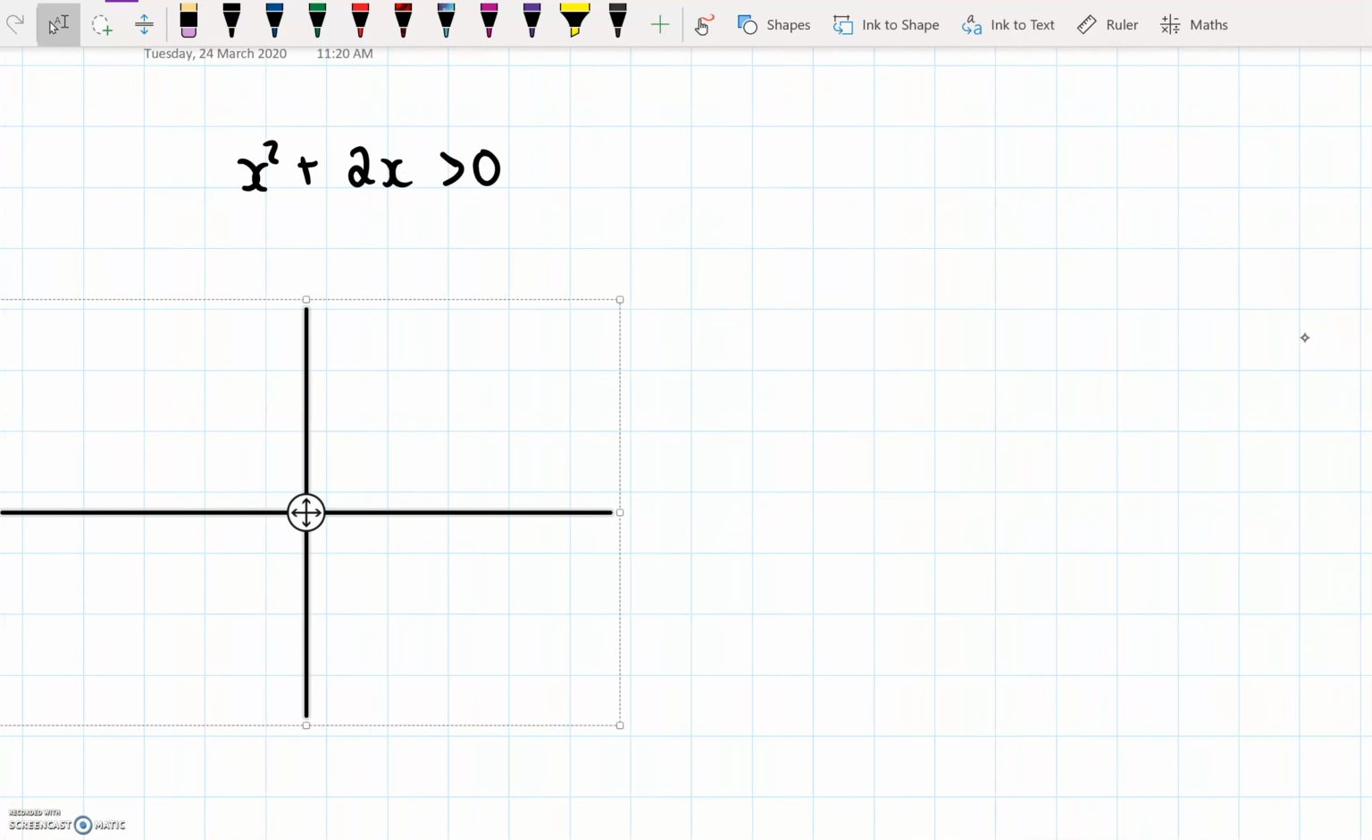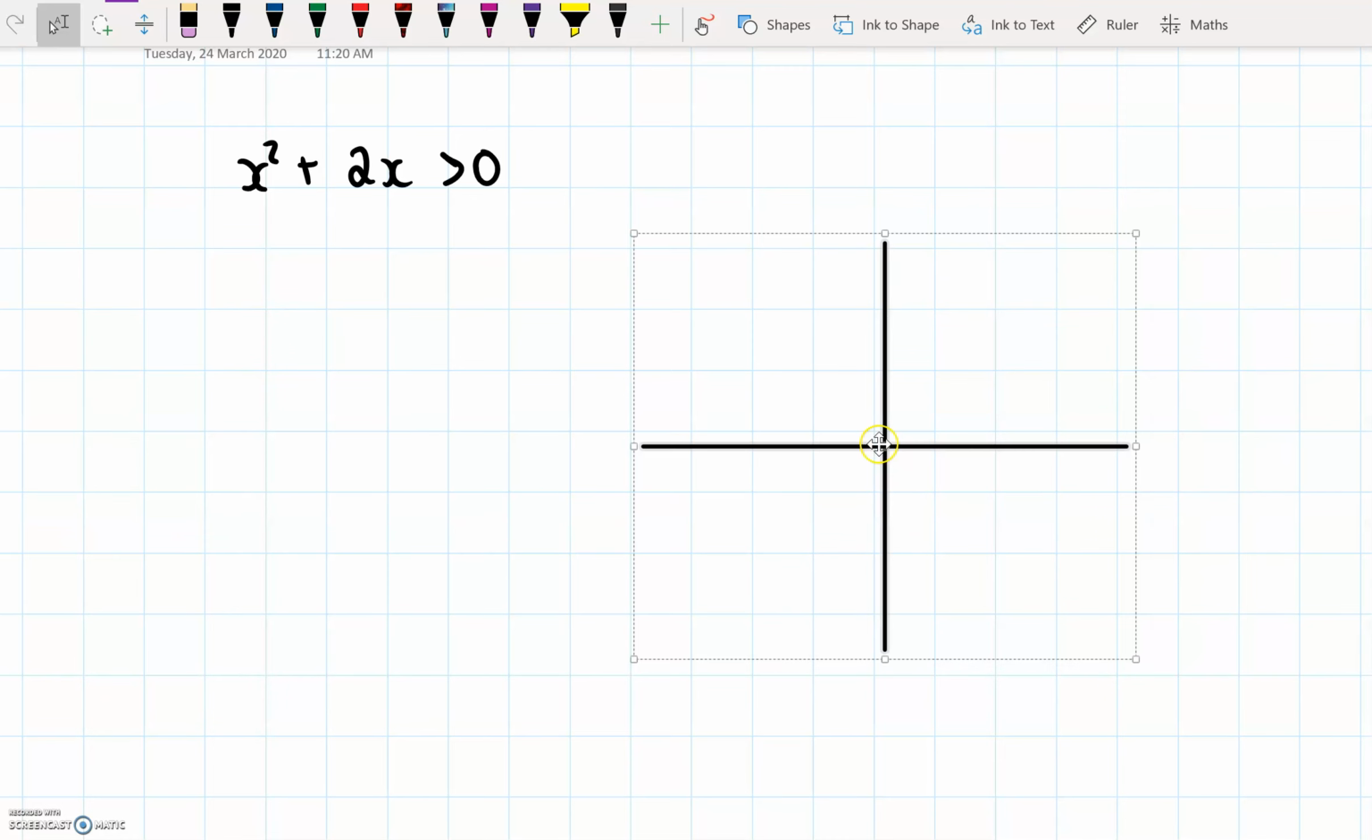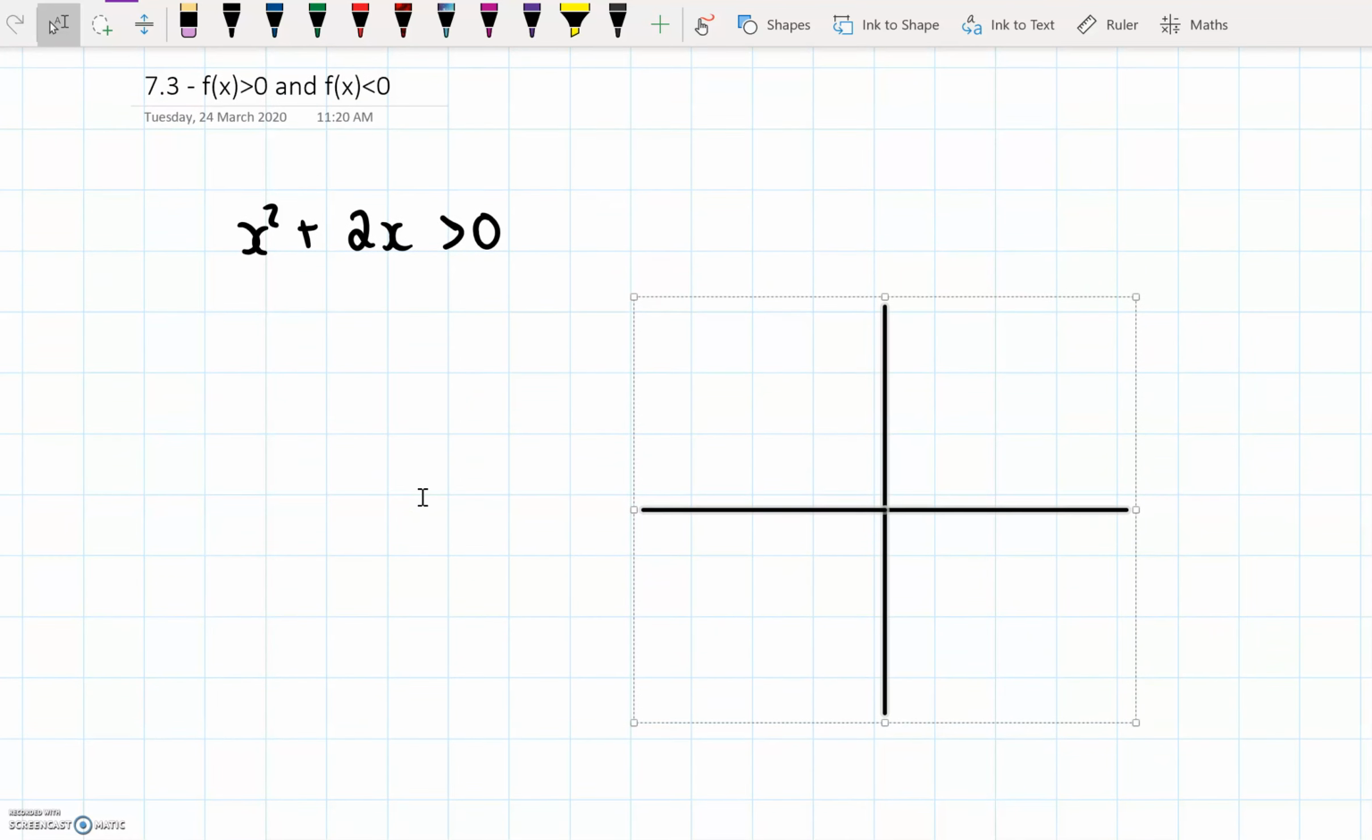So we have an axis, because we are going to need to do a sketch. Remember, always do a sketch with quadratic equations. So we have an axis. We know that we have a parabola. x squared plus 2x is greater than 0. Now the first thing we need to do is solve this. So we want to find what the intersection points are with the x-axis. So we have x squared plus 2x is equal to 0.